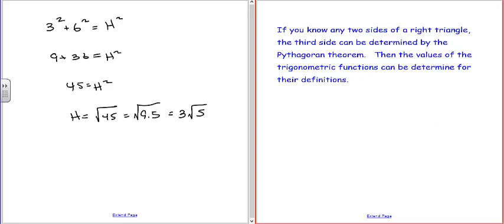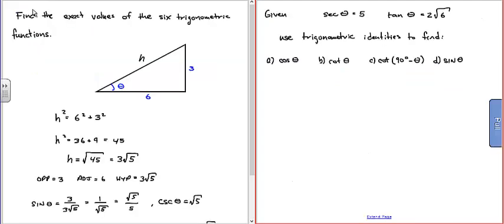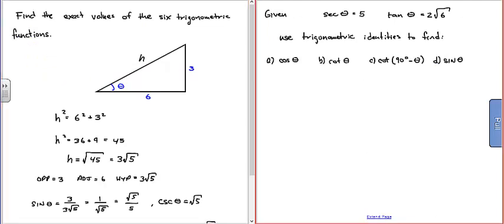So it says if you know any two sides of a right triangle, the third side can be determined by the Pythagorean theorem, then the values of the trigonometric functions can be determined from their definitions. Okay, so we just did that one. So let's look at the next one.